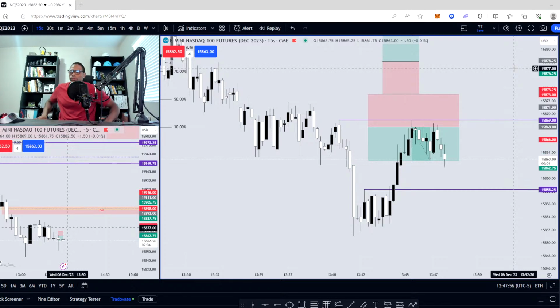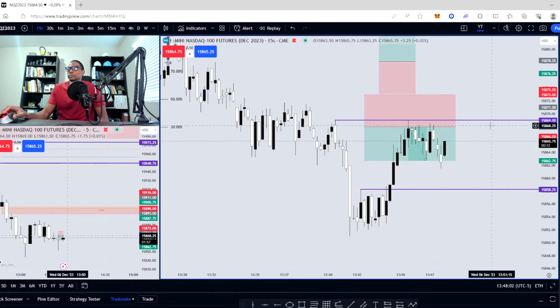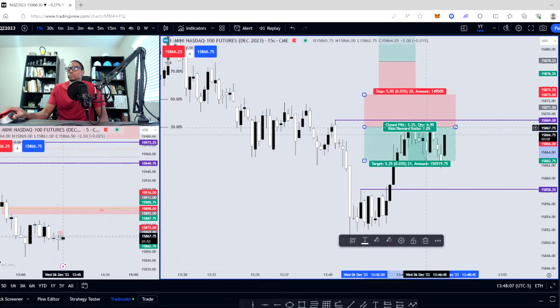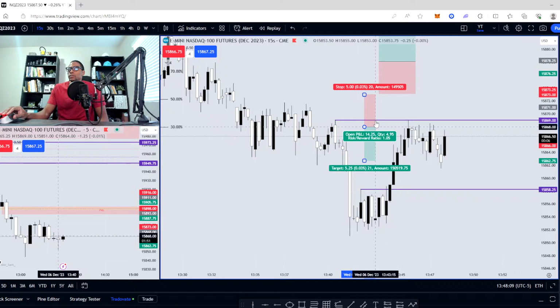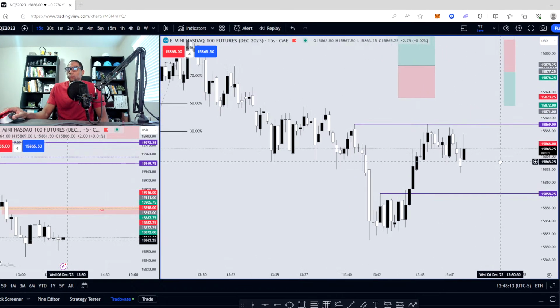There it is. So no matter how many contracts you had, that would have closed them all. That wouldn't have been a problem. But there's another example of scalping strategy. Let's put it on the side and let's continue watching.